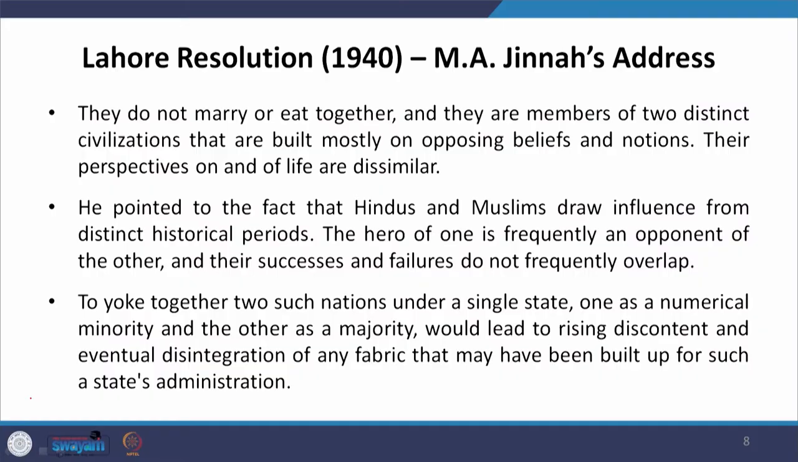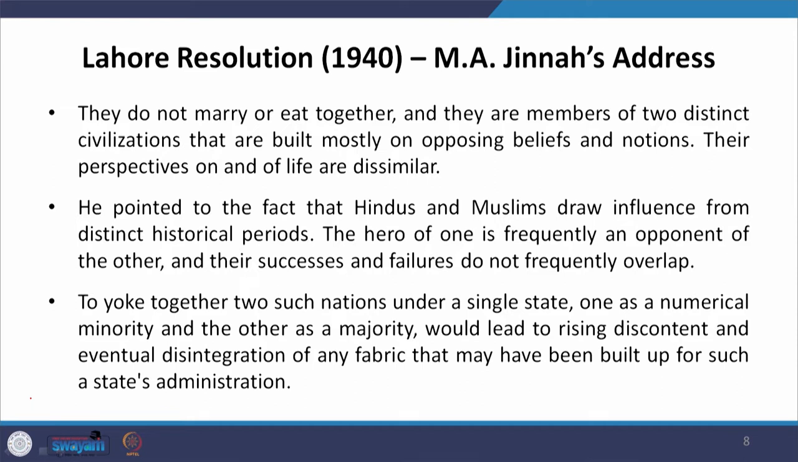So, Jinnah would emphasize that the Hindus and the Muslims, for example, do not marry and eat together, and that they are members of 2 distinct civilizations. They are built mostly on opposing beliefs and notions. So, their perspectives of life are very dissimilar, which implied that if they coexisted, it would lead to frequent clashes and conflicts, right? This was how he was arriving at his 2-nation theory through the Lahore Resolution.